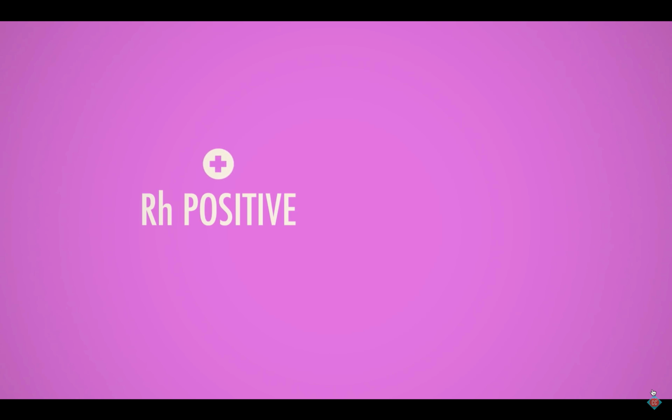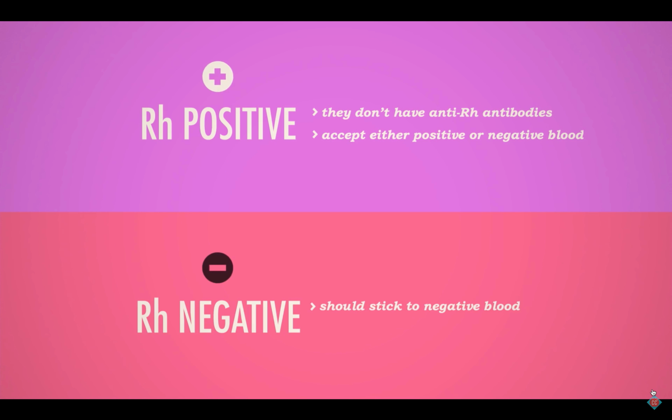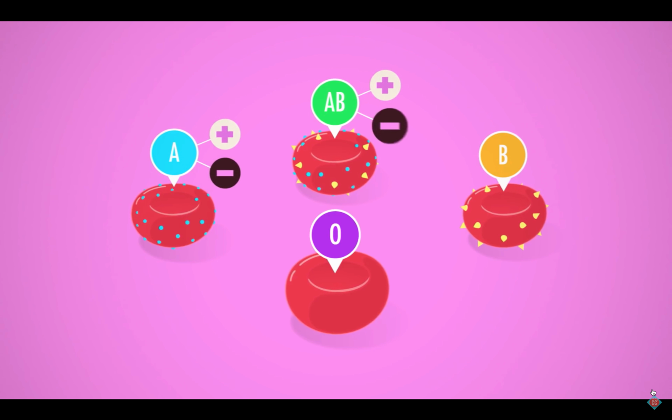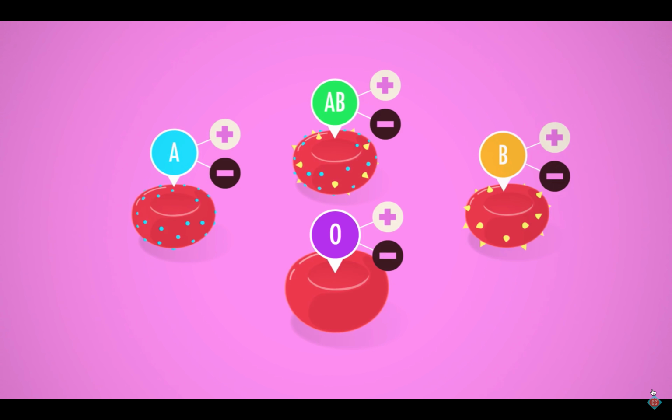Much like A and B, you either have the Rh antigens, in which case you're Rh positive, or you don't and are Rh negative. Most of the population is Rh positive, so they don't have the anti-Rh antibodies, which means they can accept either positive or negative blood, but negative types should stick to just the Rh negative blood. And since the presence of AB antigens is controlled by different genes than the Rh ones, we end up with 8 different blood types, 4 separate groups, each with 2 variations.